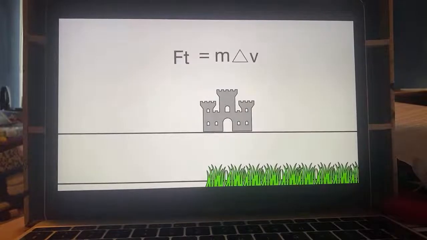Let's talk about that again without using elephants. So we've got the equation that we just looked at. Force times time equals mass times change in velocity. Force times time equals change in momentum.